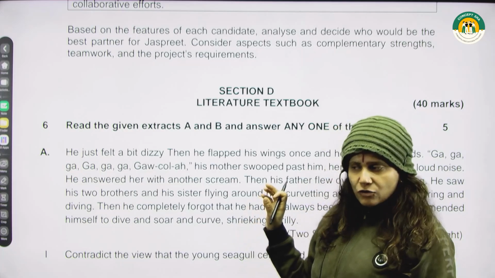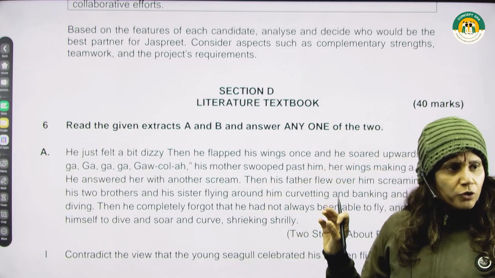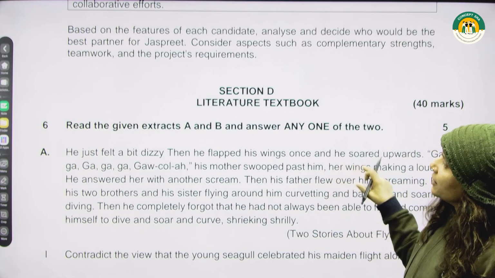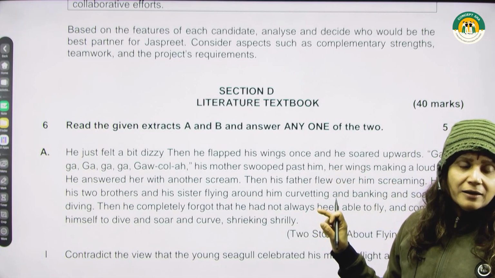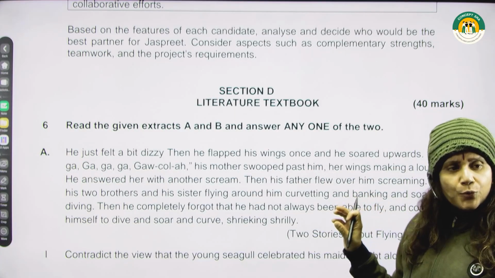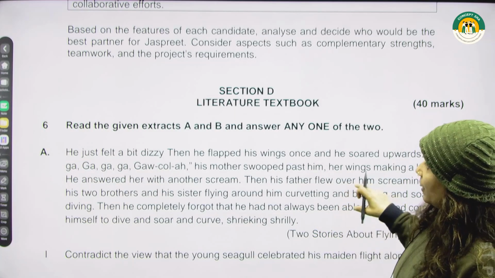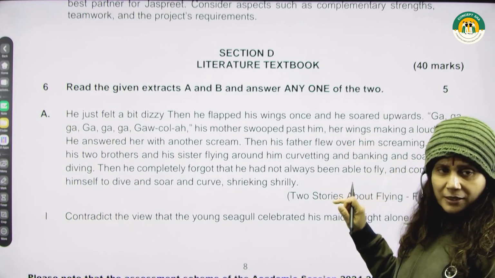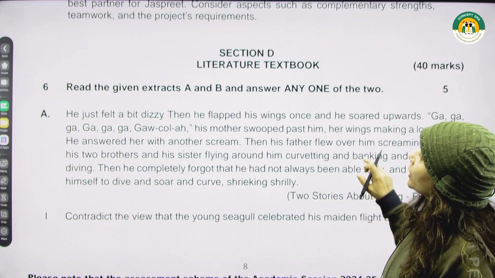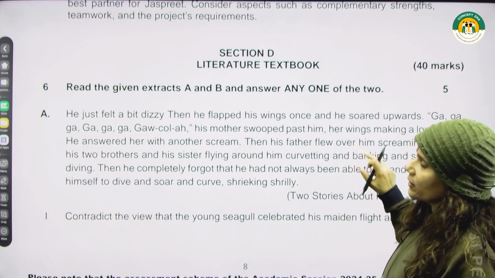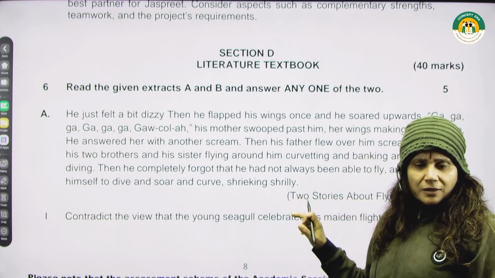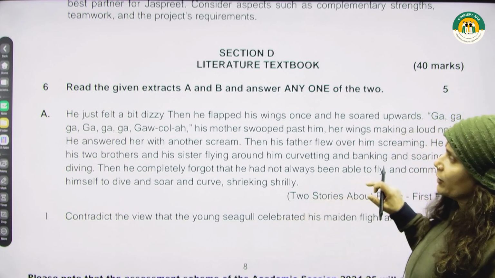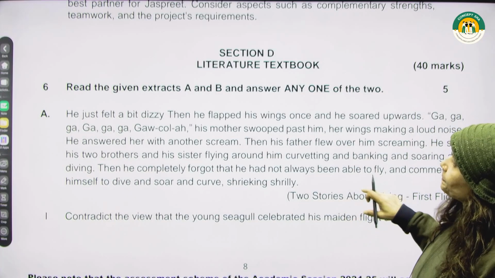Literature section, actually it is based on both the books. The first book, which is First Flight, is our literature reader, and here we have prose, we have drama, and we have poetry. While the second book, which is Footprints Without Feet, is a supplementary reader. So the questions, the RTC, reference to context, SAQ and LAQ, are given from both the books.